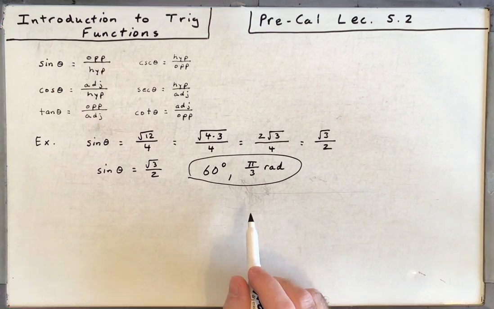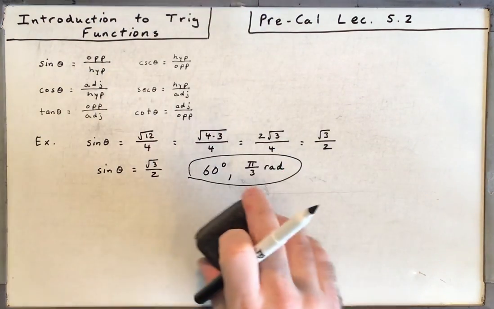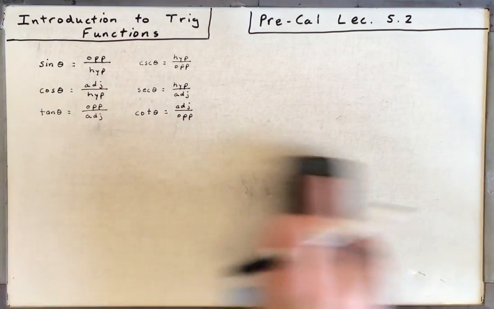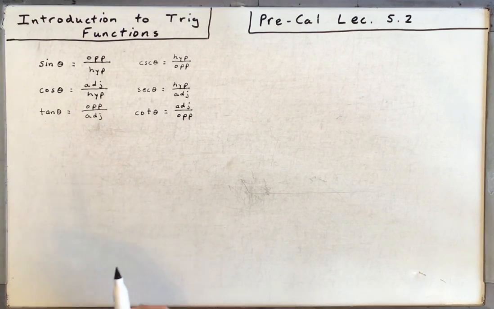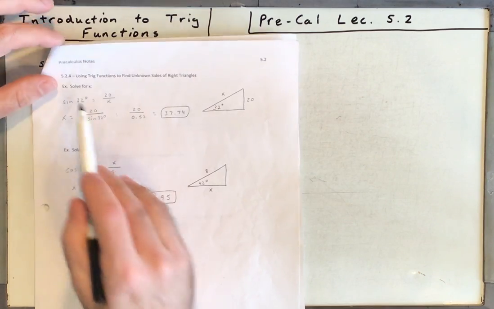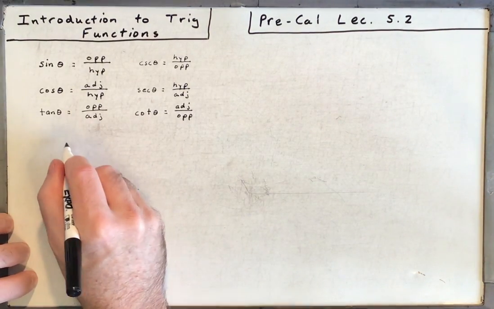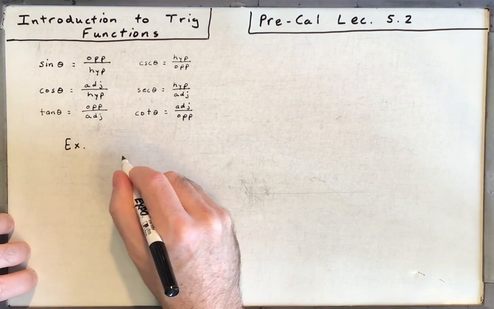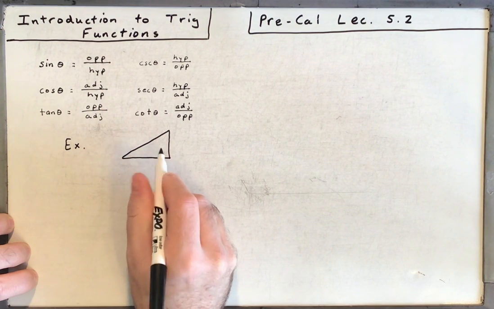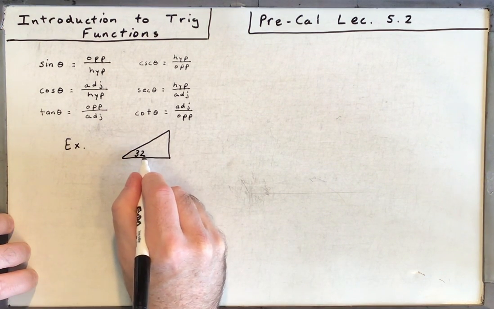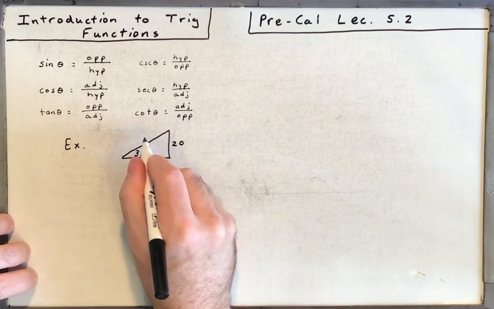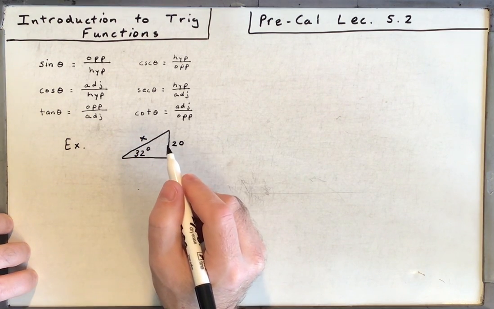Okay, so let's go on to page 3, which is the last page. And this one says using trig functions to find the unknown sides of right triangles. So solve for x. In this one, you need to draw out this triangle. The angle is 32 degrees. The opposite side is 20, and we want to solve for the hypotenuse.